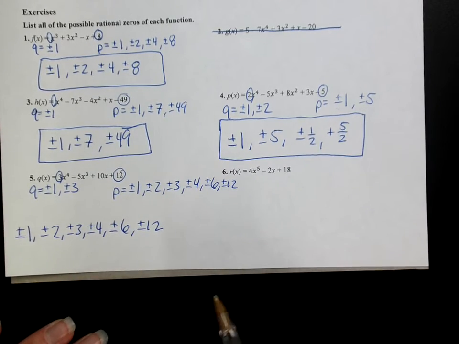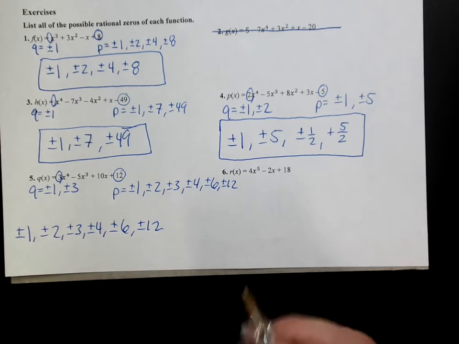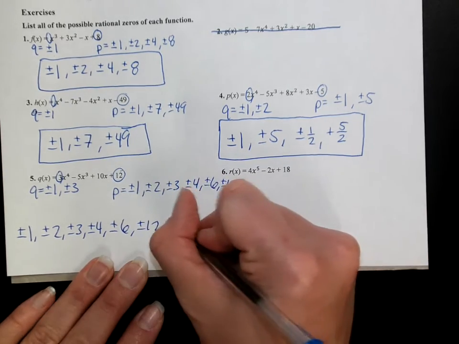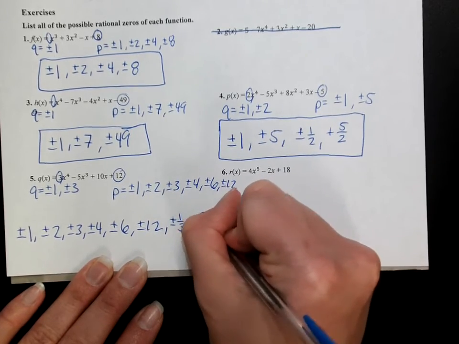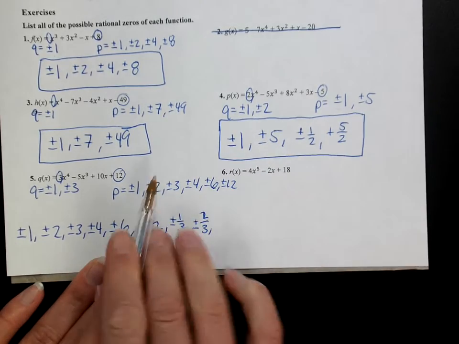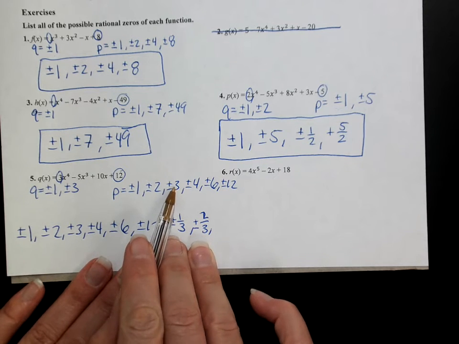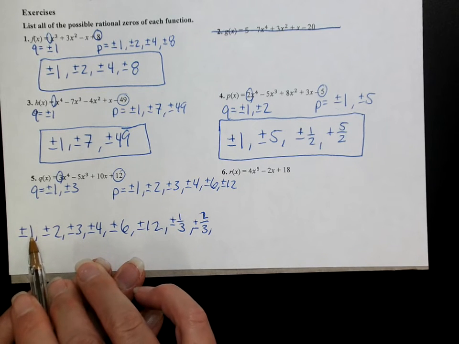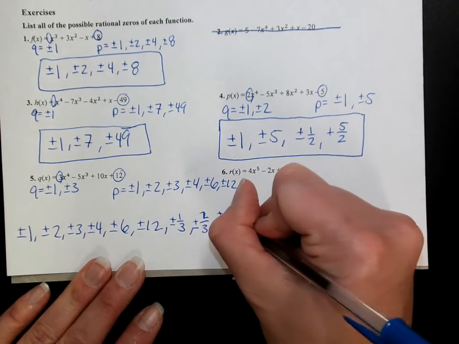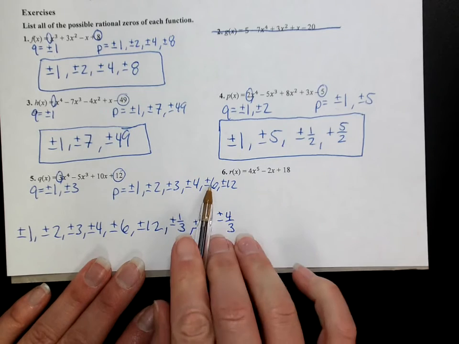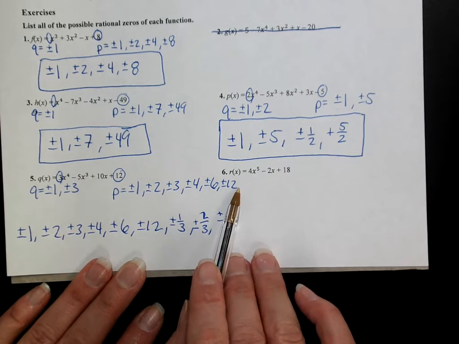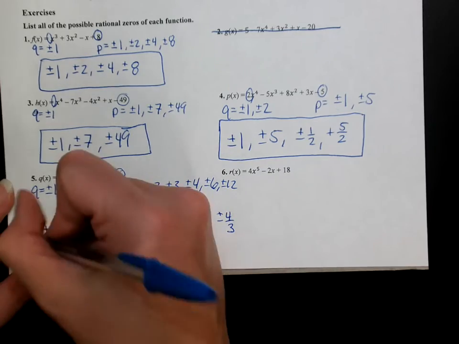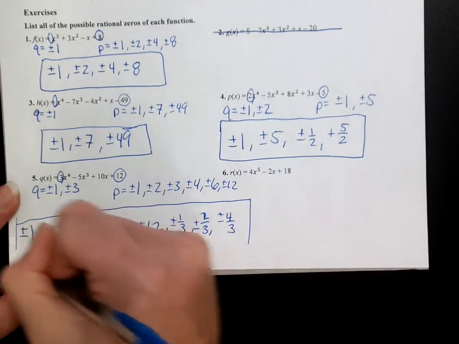When I go to divide these by 3, 1 divided by 3 is 1/3. 2 divided by 3 is 2/3. 3 divided by 3 is just 1. 1 is already written down. I don't need to write it again. 4 divided by 3 is a new one. 6 divided by 3 is just 2. 2 is already listed. 12 divided by 3 is just 4. 4 is already listed. So these are all my possible solutions.